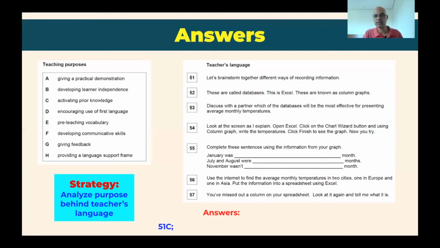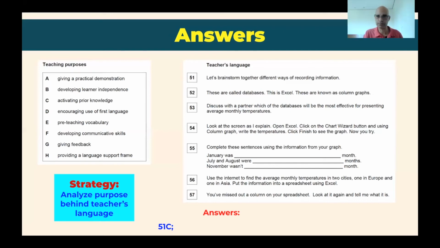These are known as column graphs. So the teacher is definitely teaching something here. Now let's see if it relates to content or if it relates to language. But definitely the teacher is teaching something before the students need to know it, or explaining as they need to know about it. So let's see.